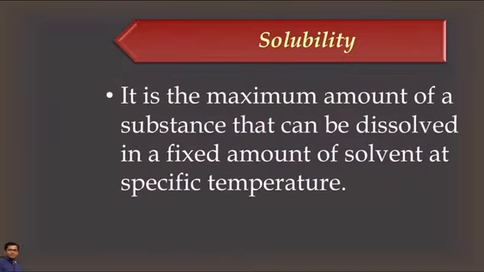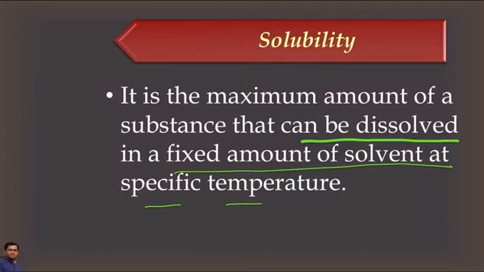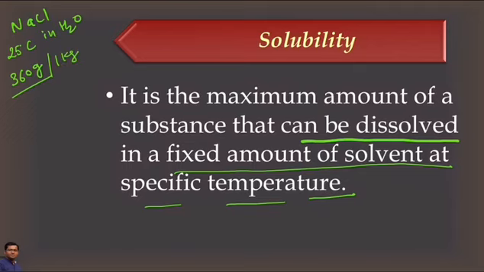Solubility is the maximum amount of a substance that can be dissolved in a fixed amount of solvent at a specific temperature. So this is solubility. For example, the solubility of NaCl at 25 degrees Celsius in water is 360 gram per kg. So this is the solubility of sodium chloride.